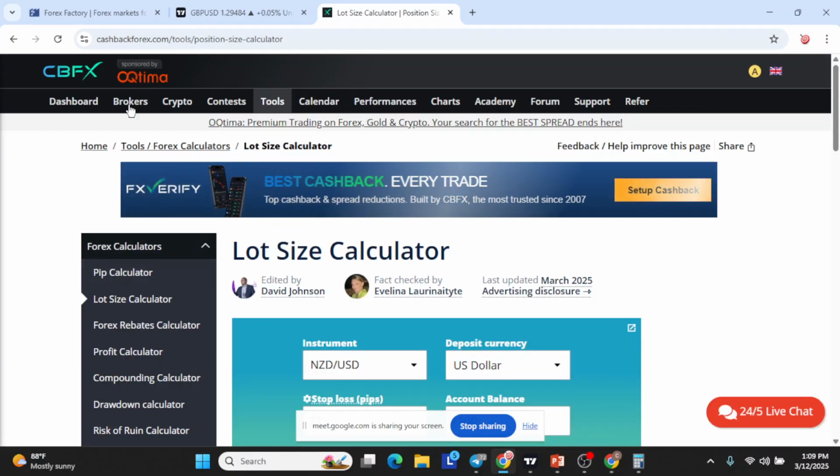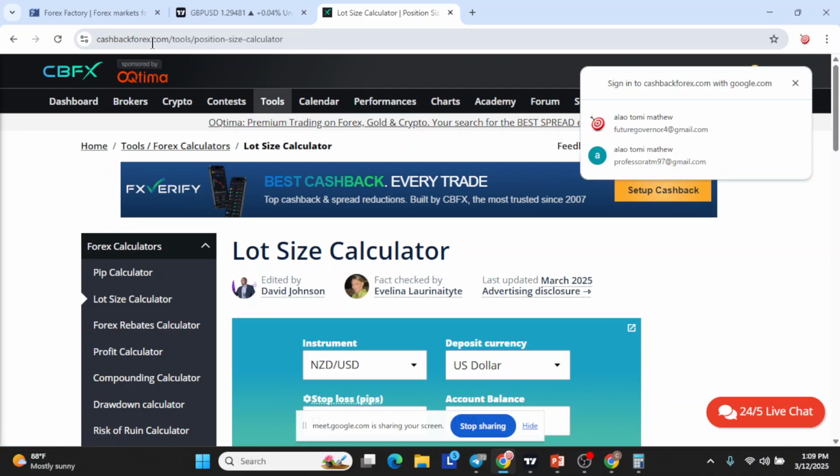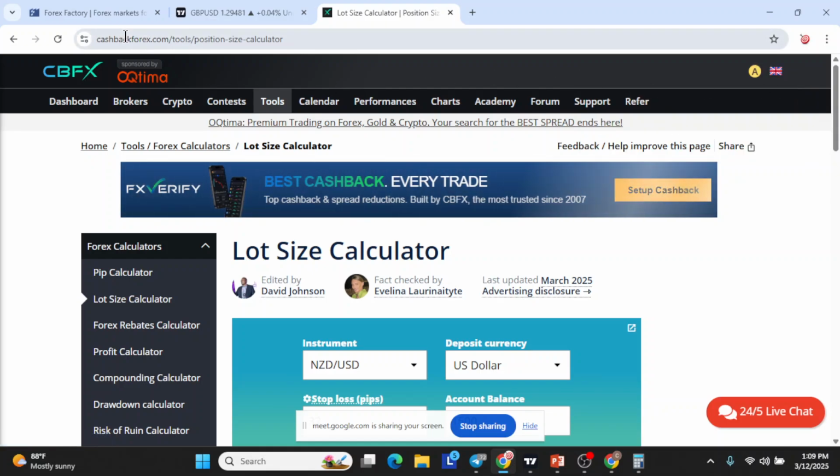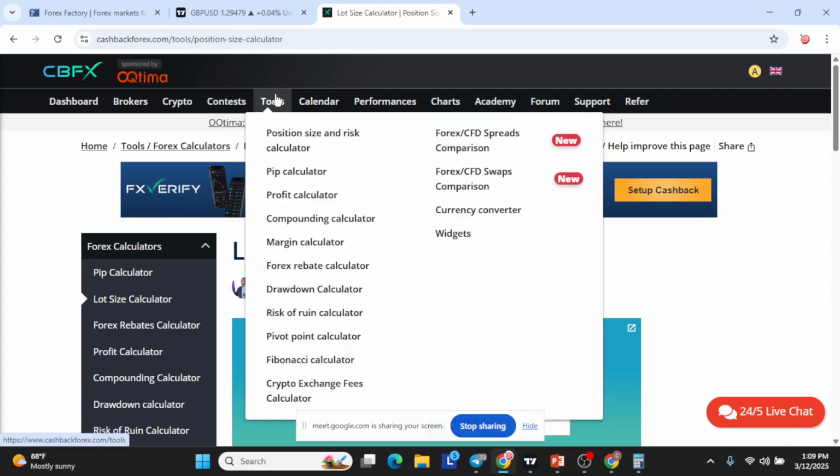cashbackforex.com. So when you come on their chart, you just come to tools. Then after these tools, you come down to position size and risk calculator.